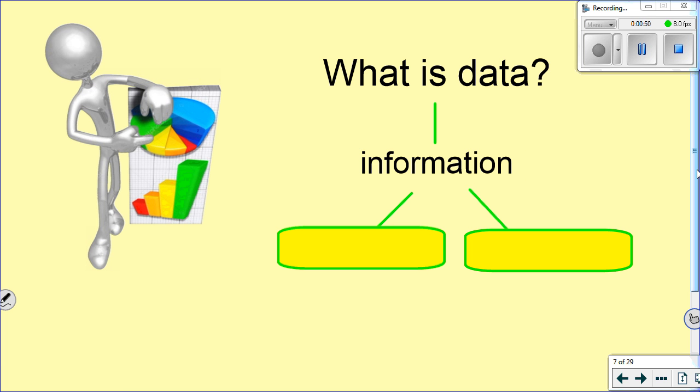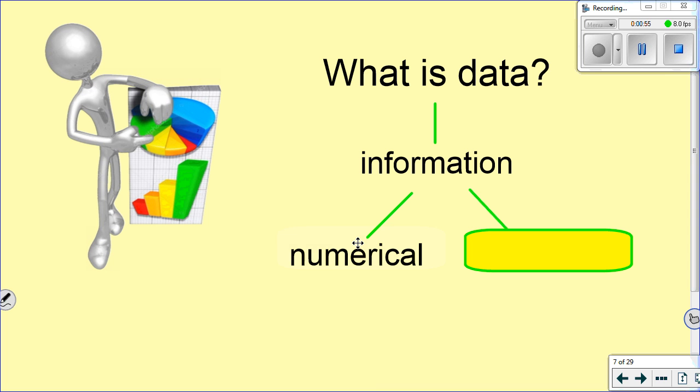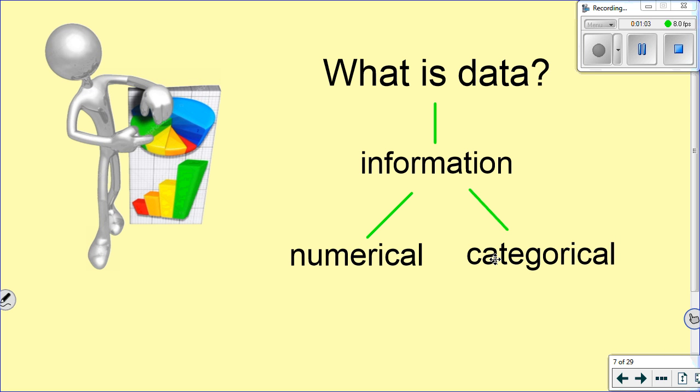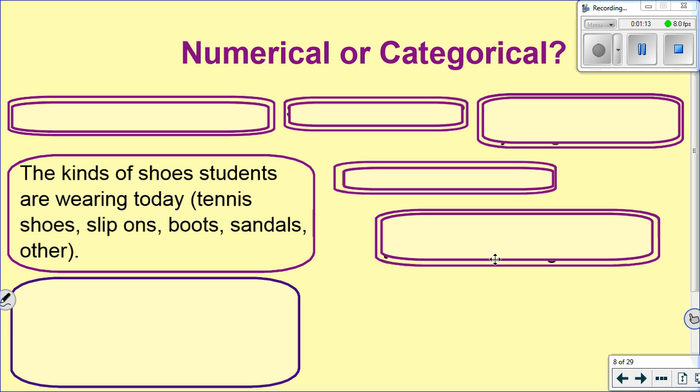When I say data, I just mean information. The information can be numerical, or the information can also be categorical. So data is just information. That information can be in numbers, or the information can just be in categories. So see if you can tell what kind of information this is. Is it numerical information, or is it categorical information?